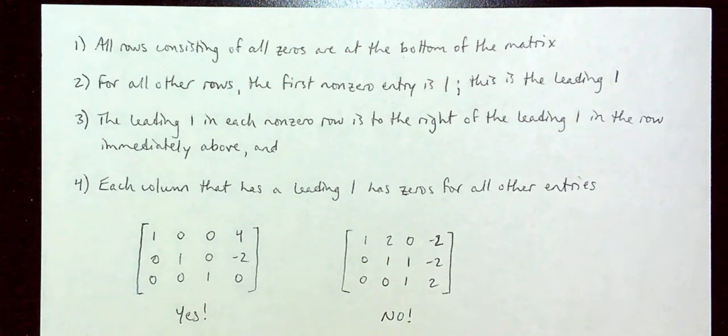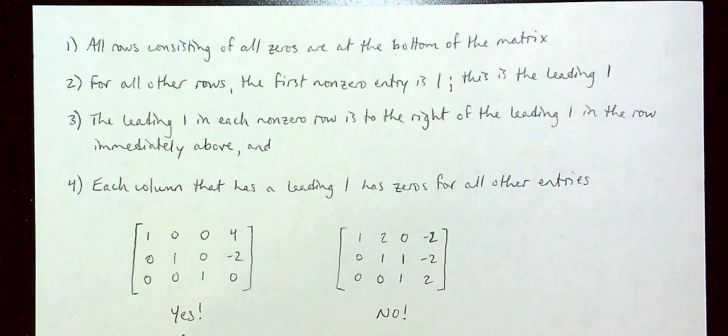Third, the leading one in each non-zero row is to the right of the leading one in the row immediately above it. And fourth and last, each column that has a leading one in it has zeros for all the other entries of that column. So all four of these things have to be happening for our matrix to be in row-reduced echelon form.